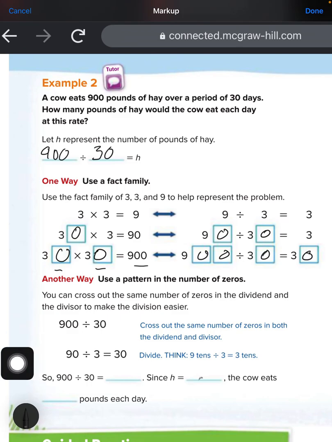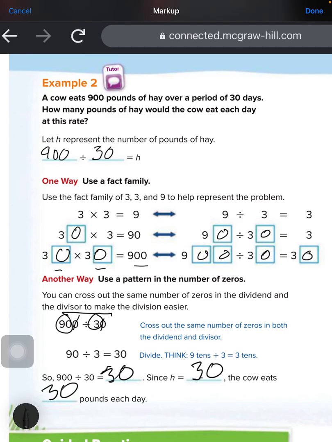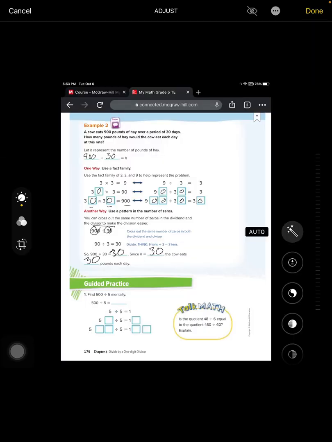All right, here's my favorite way, crossing out zeros. So what we can look at here is that 900 divided by 30, I have a 0 here I can cross out and a 0 here I can cross out. So then I can do 90 divided by 3 is 30. And that gives me the answer of 30. So the cow eats 30 pounds of hay per day.